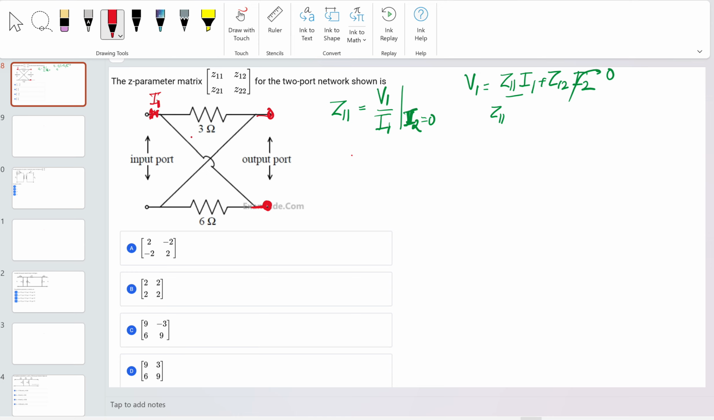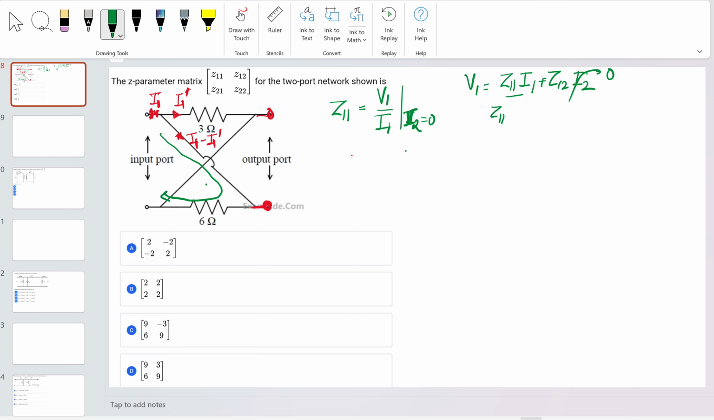And if you see this, the current will get bifurcated. Let's take this as I1 dash and this as I1 minus I1 dash. Let's try to apply KVL in this loop, in this path basically.